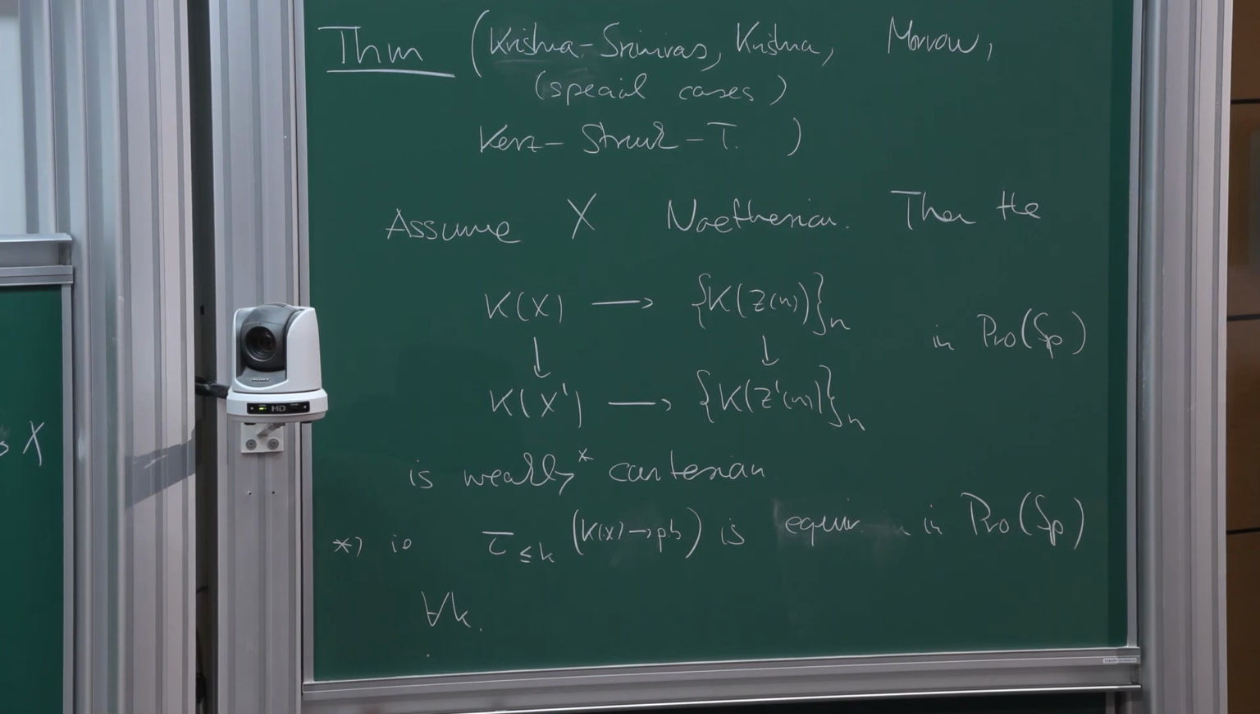Okay, but let me comment on this unless there are more questions. So, what are examples of abstract blow-up squares which are not blow-ups or Milnor squares?